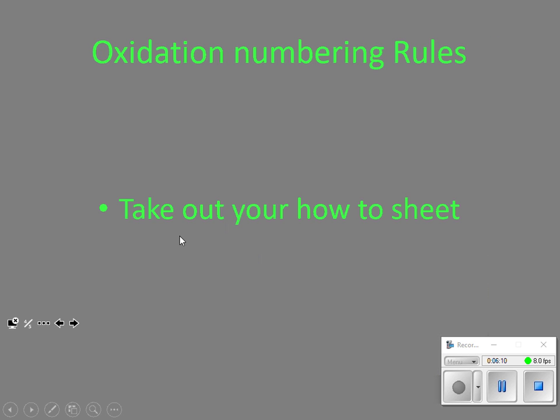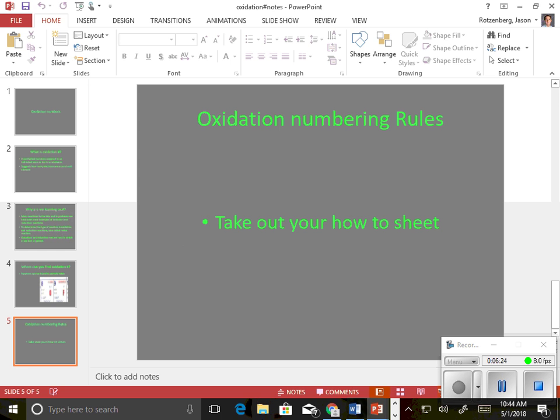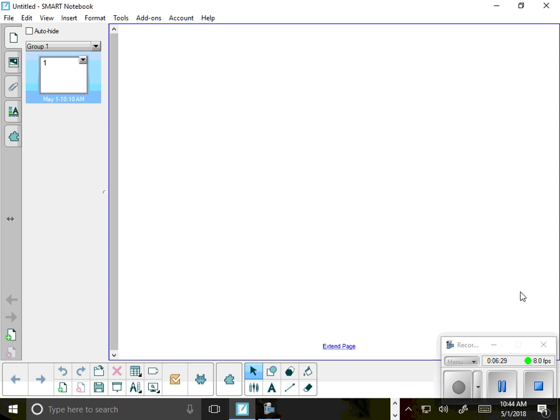So my last slide, which I don't think we have to write anything down, is addressing the fact that on the way in, you picked up a sheet that says rules for assigning oxidation numbers. Let's get that sheet out, please. I'm going to read through those 8 rules on this sheet, and then we're going to do a couple sample problems together to see if we can, in fact, do goal number 1 for today, which is identify oxidation numbers.